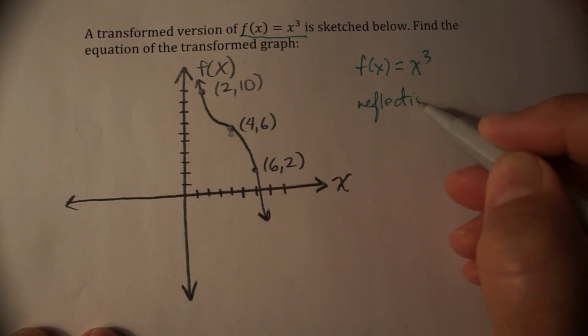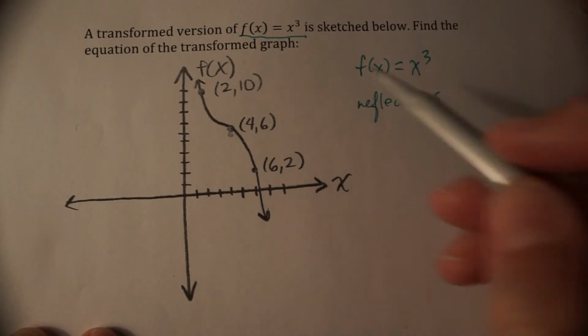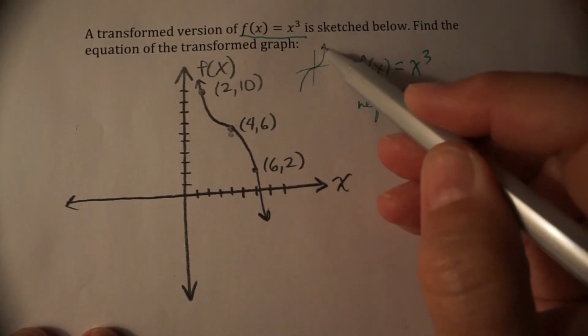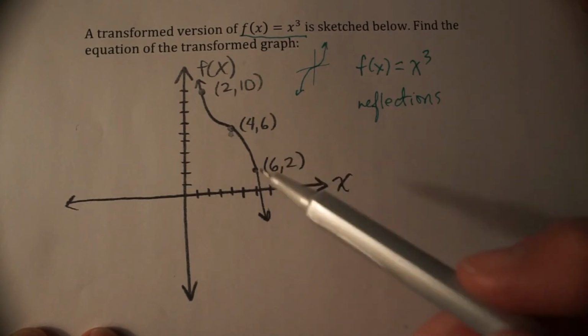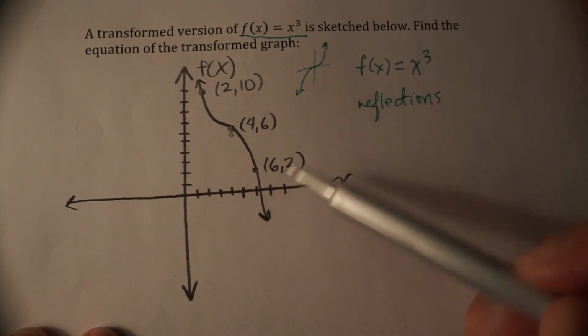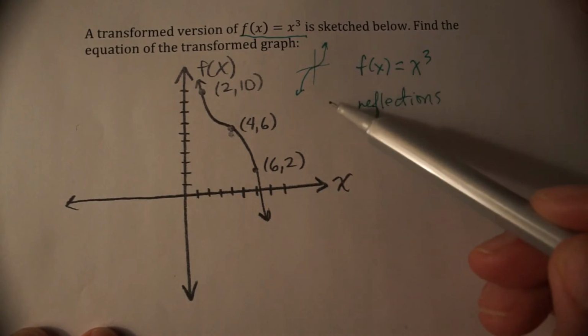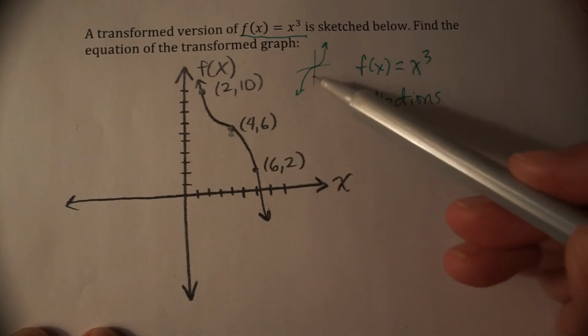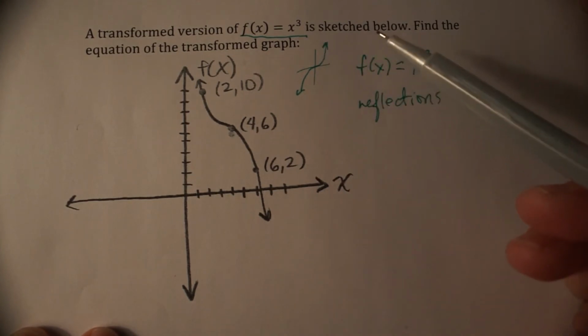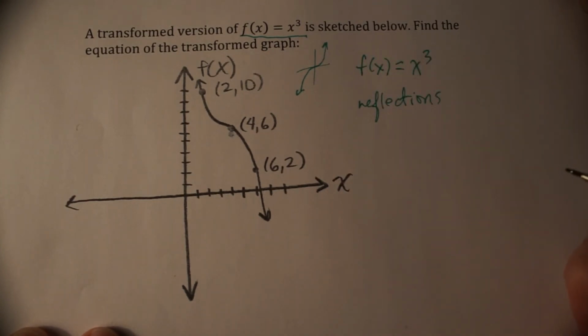Because you can just look at the graph. We know what the cube graph looks like. It goes like this, right? And we look at it and say, has it been reflected? Well, I would say yes, it has been reflected, because it's not going like this, it's going like this. So you can either consider that to be a reflection in the x-axis or a reflection in the y-axis. It doesn't matter. Either one would be correct.